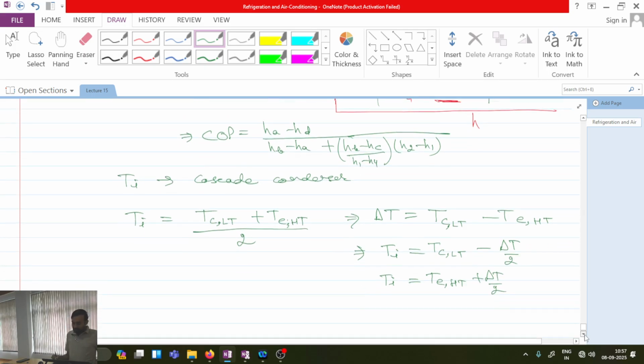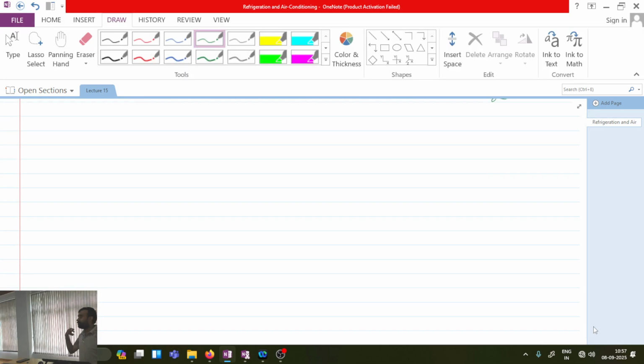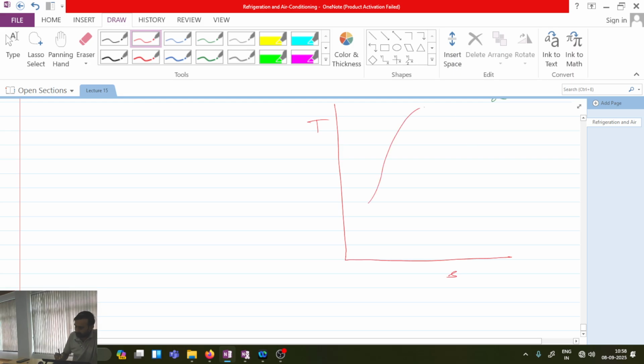Now, whenever we have to define some optimum condition, where do we always go? Always we go to Carnot cycle. And from Carnot cycle we try to make some assumption. So, if I use a cascade Carnot cycle, for cascade Carnot cycle I will be having this type of situation.